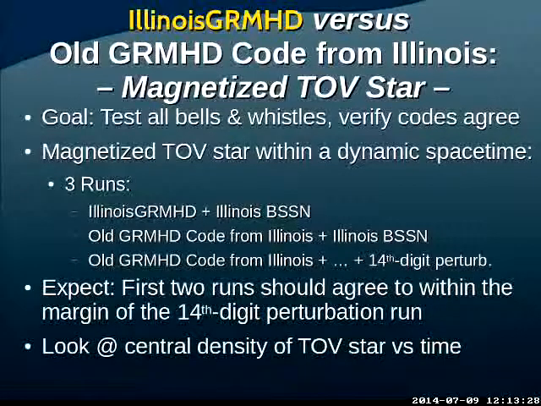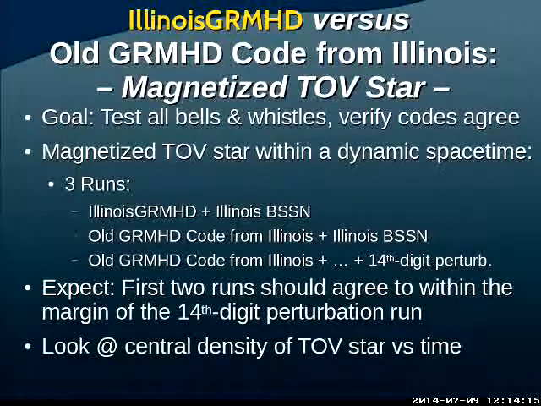We do 3 runs. First, a run with Illinois GRMHD coupled to Illinois BSSN. So open source, closed source. And then closed source plus closed source: the old GRMHD code, which we trust, coupled to Illinois BSSN, another code we trust. And to measure how much a round-off error level perturbation in the initial data would translate to later on in the evolution, what we do is exactly the same run. For the third run, we do exactly the same as the second run, except we add a 14th digit perturbation to the initial rest density of the neutron star. So basically multiply the density by 1 plus 10 to the minus 14.